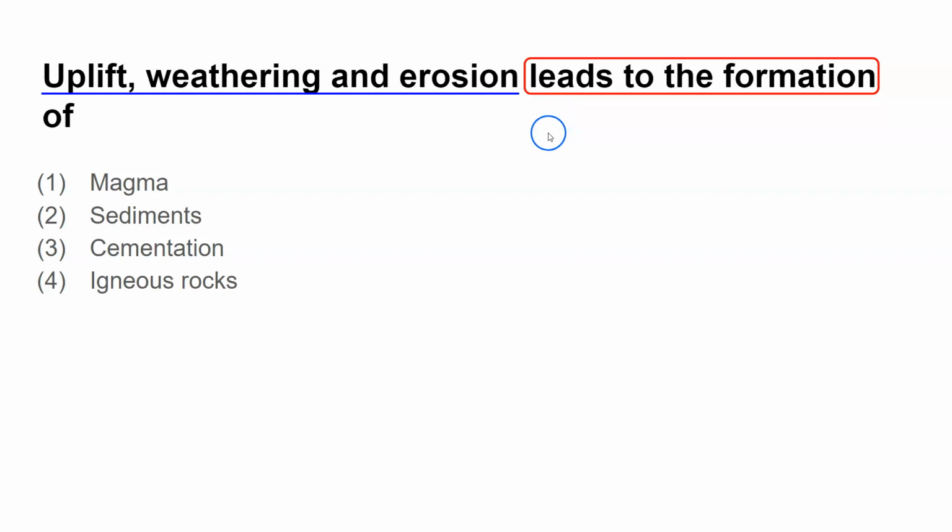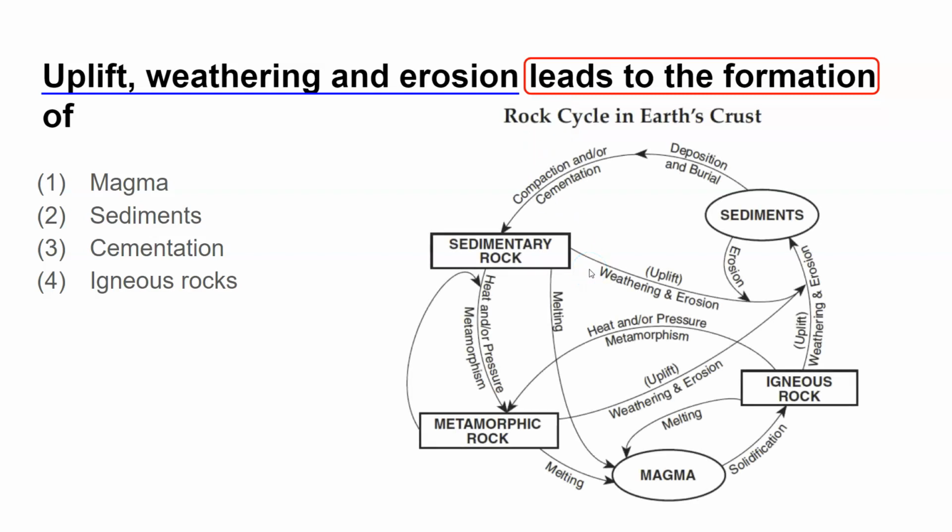So whenever we're talking about processes in rocks, you should think about the rock cycle and Earth's crust diagram on page 6. So we are looking for the words uplift, weathering, and erosion because they're processes. They're going to be on the arrows. So I see uplift, weathering, and erosion here, the arrow that leads ultimately to sediments. I see one coming out of igneous rocks saying the same thing, and one from metamorphic rocks saying the same. So uplift, weathering, and erosion will lead to the creation of sediments.